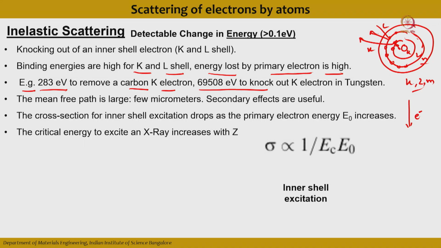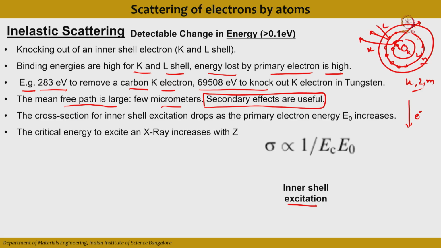In this case, the mean free path is very large, a few micrometers, and in the inner shell excitation, the secondary effects are very useful. Okay. Remember, these are inelastically scattered. So, whatever the energy loss is, that is absorbed by the electron present at a particular shell, depending on which shell it is, and by taking up that energy, these electrons can be knocked out.